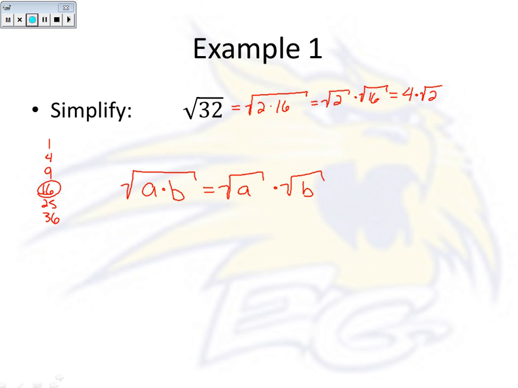And when you multiply like this, you actually don't have to put that little dot in between. It means the same thing as if you just write it like that. That means 4 times the square root of 2. You might also pronounce that 4 square roots of 2. That's also acceptable.